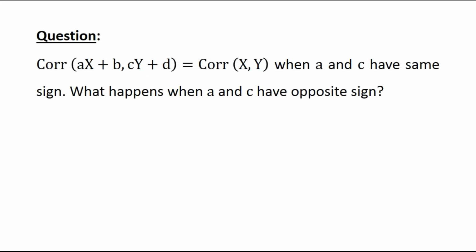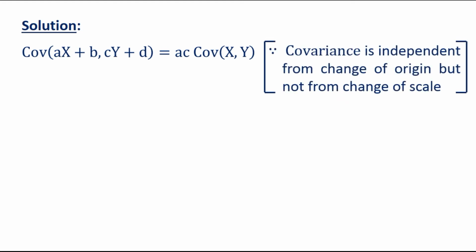Now let's solve this question. Correlation between ax plus b and cy plus d equals correlation between x and y when a and c have same sign. What happens when a and c have opposite sign? Solution. Covariance between ax plus b and cy plus d equals ac times covariance between x and y, since covariance is independent from change of origin but not from change of scale.